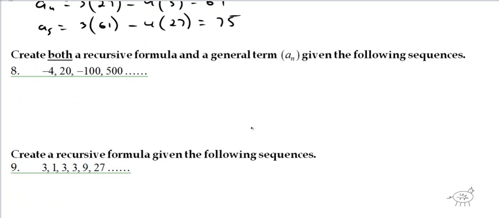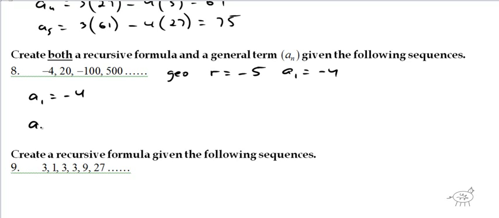Number 8 is create both a recursive formula and a general term, which is your a sub n, no solution required, given the following sequences. So first of all, you have to figure out what it is. It's definitely geometric, because 20 divided by negative 4 is negative 5, negative 100 divided by 20 is negative 5, so it's geometric, where r is negative 5. And of course, a sub 1 is negative 4. So let's do the recursive one first, because that's what we're asked for. Please do not forget a sub 1. If you forget that, I will take 1 point off.